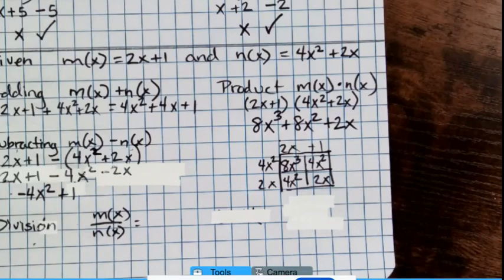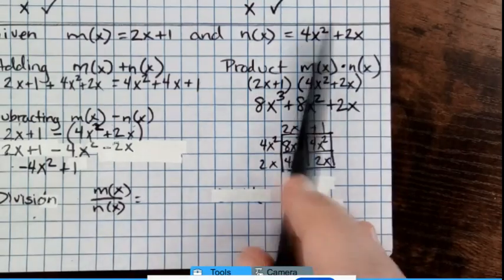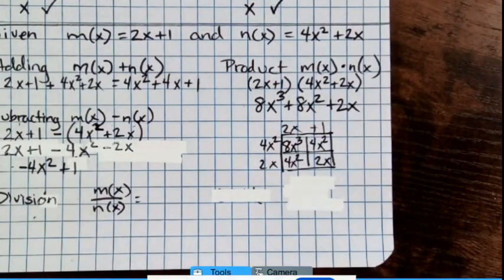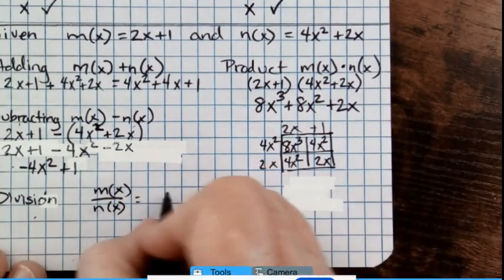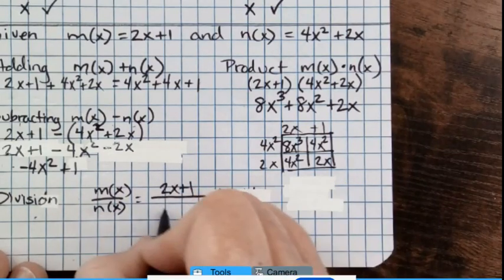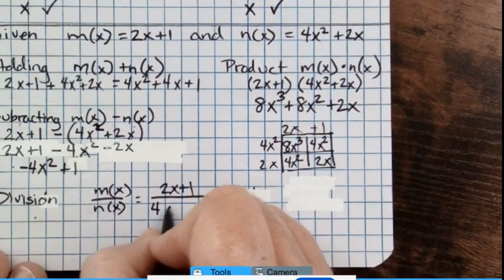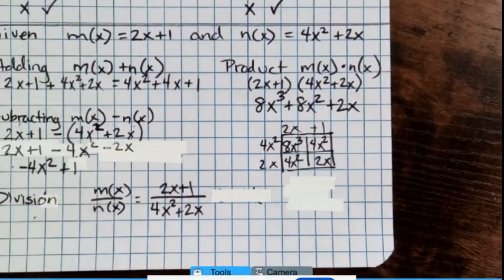Division is a little tricky, and this problem is a good one. It has something that I haven't taught you guys yet, but you know, it's nice to see something in advance. So with division, m of x divided by n of x. So m of x would go on top, 2x plus 1. N of x would go on the bottom, 4x squared plus 2x. A lot of the times with division, you're then done, except you have to say what your x can't be, because you can never have 0 in the denominator.